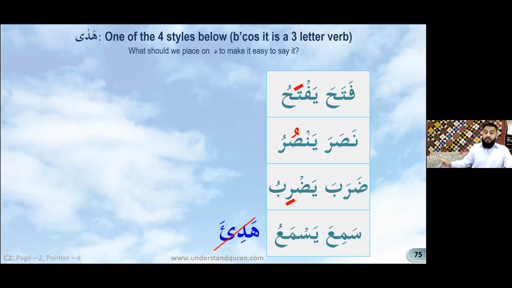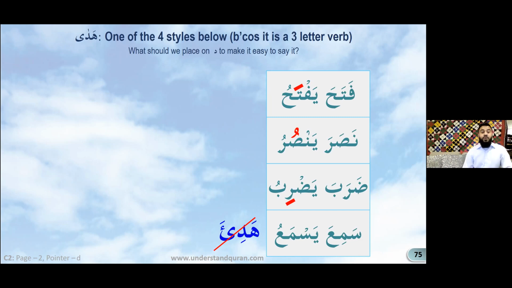So we did the Madi tense. Now we're going up to the Mudari, the imperfect tense. How do we do it? Well, we first start by a process of elimination. Remember we said it follows Fatha, Nasra, Daraba, Samia. The first step is to, let's start with Samia because it's the easiest one to cancel because it has a kasra at the bottom.